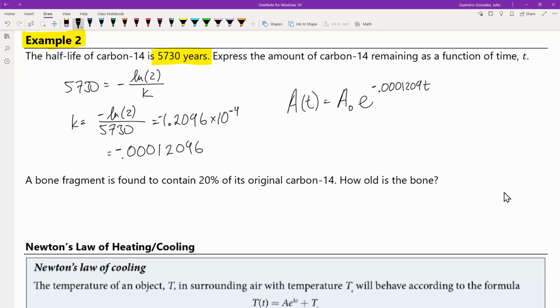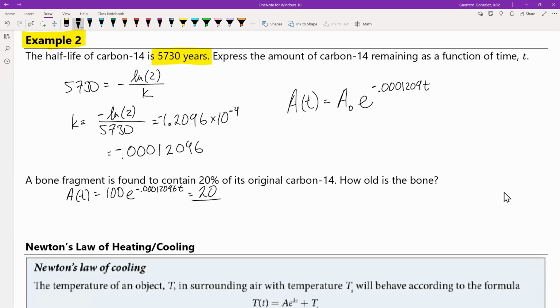So for example, let's say we had a bone fragment that is found to have contained 20% of its original carbon-14. So we find a bone after so long, and it's only got 20% of what we know it had to have had. So how old is the bone? We're going to grab our equation, our A of t. We know that there's supposed to be 100% left, e to the negative 0.00012096t, and we need this to be equal to now 20% because that's what is left. Okay, so now we are off to the races.